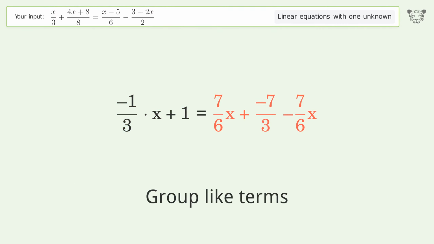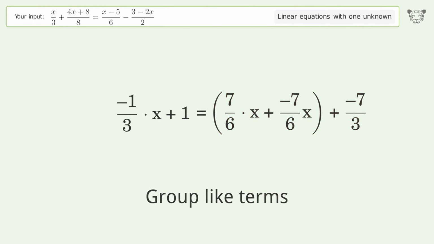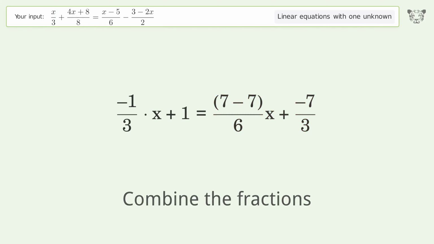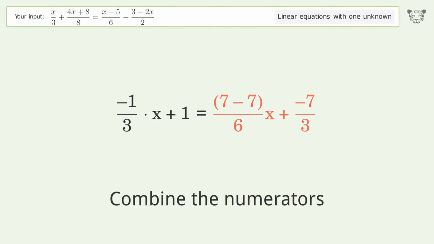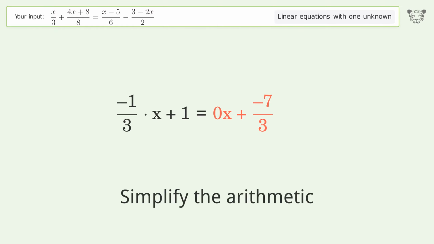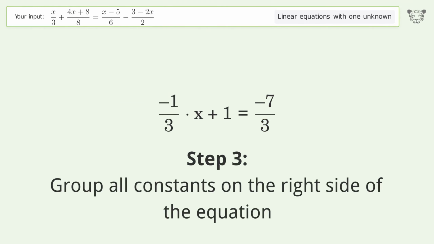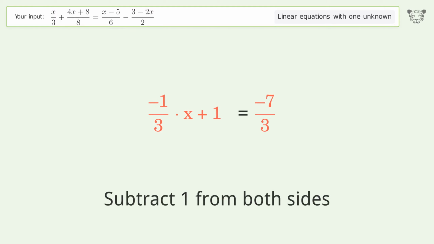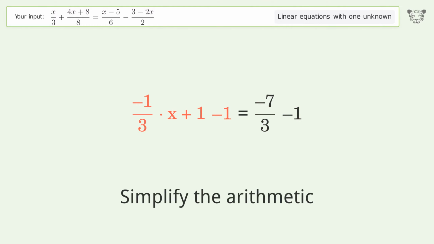Group like terms. Combine the fractions. Combine the numerators. Reduce the zero numerator. Simplify the arithmetic. Group all constants on the right side of the equation. Subtract 1 from both sides. Simplify the arithmetic.